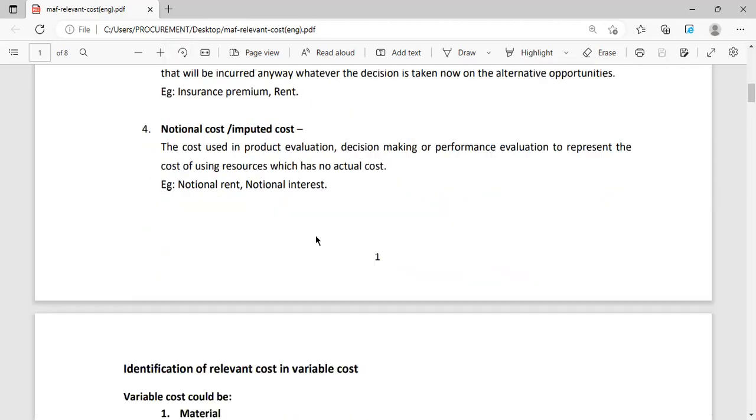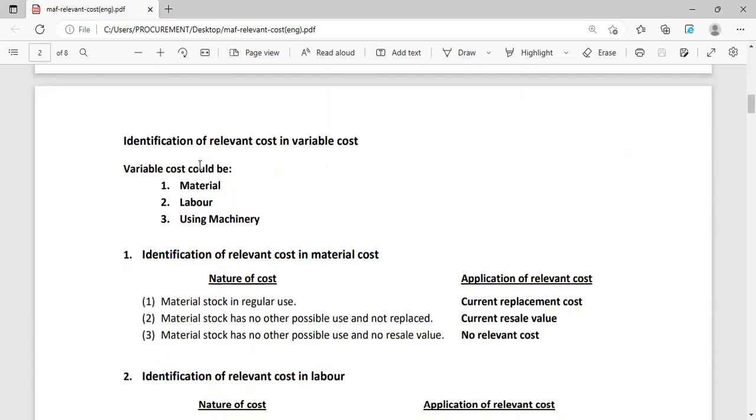Then we also have notional cost or imputed cost. This is the cost used in product evaluation, decision making or performance evaluation, representing the cost of using resources which has no actual cost. So notional cost like notional rent and notional interest. All of these have been explained before. So I just want you to check again all these keywords, and as we solve past questions and more complex questions, you will need all those basic understanding or basic knowledge.